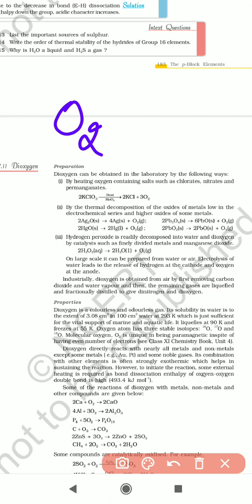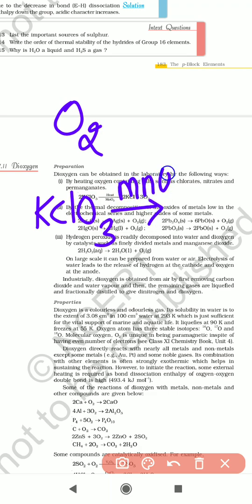So how can we prepare this dioxygen? By using potassium chlorate, that means KClO3. If heat energy is applied to KClO3 in the presence of manganese dioxide, it forms KCl, potassium chloride, plus oxygen gas is released. So potassium chlorate, on heating, dissociates into potassium chloride plus oxygen gas.